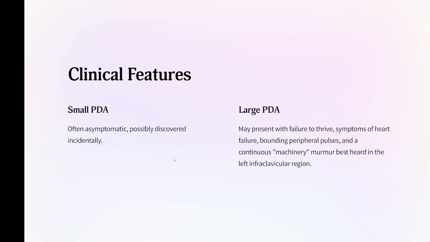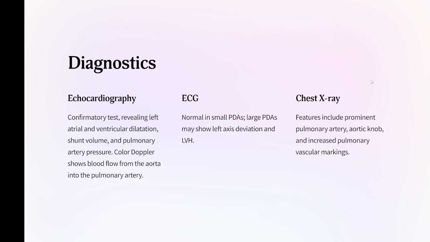Clinical features. Small PDA, often asymptomatic, possibly discovered incidentally. Large PDA may present with failure to thrive, symptoms of heart failure, bounding peripheral pulses, and a continuous machinery murmur best heard in the left infraclavicular region.